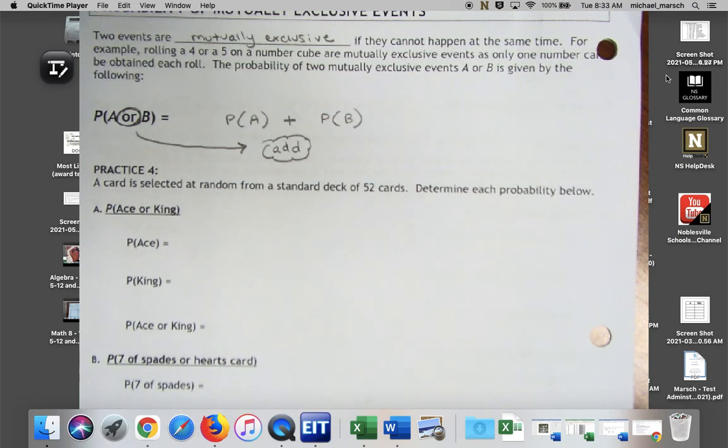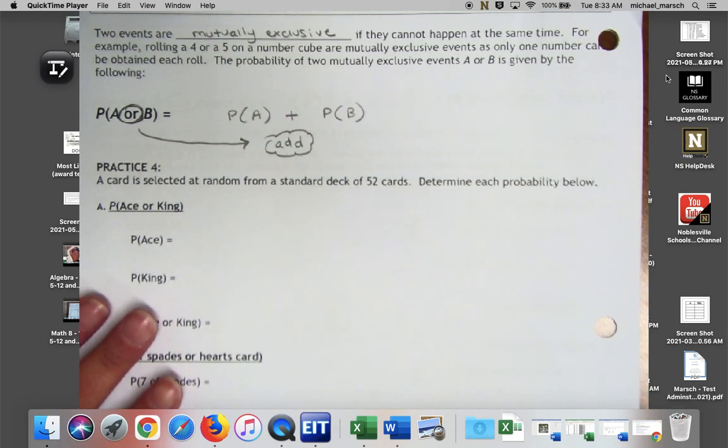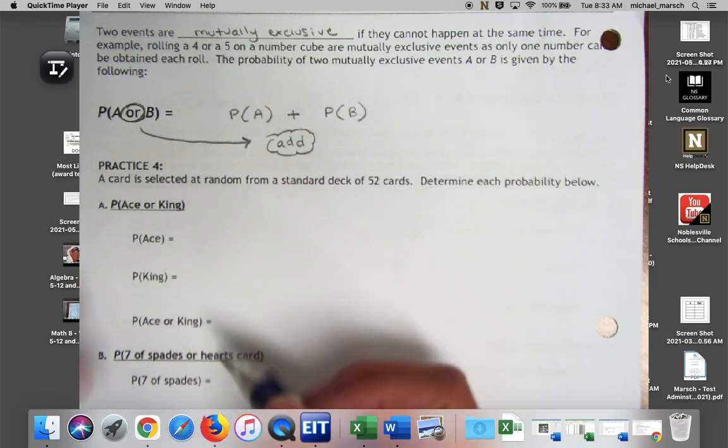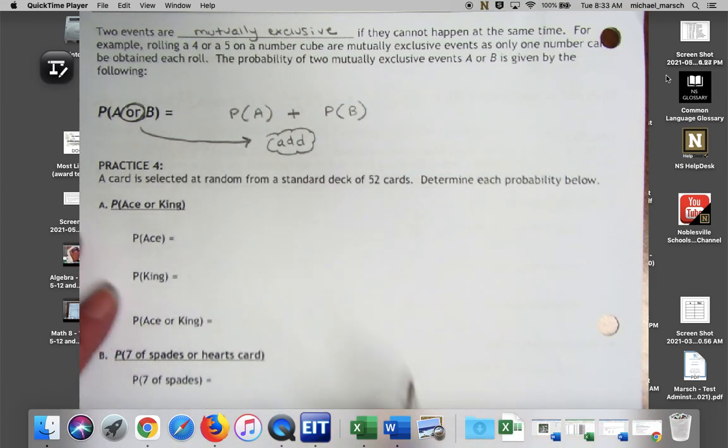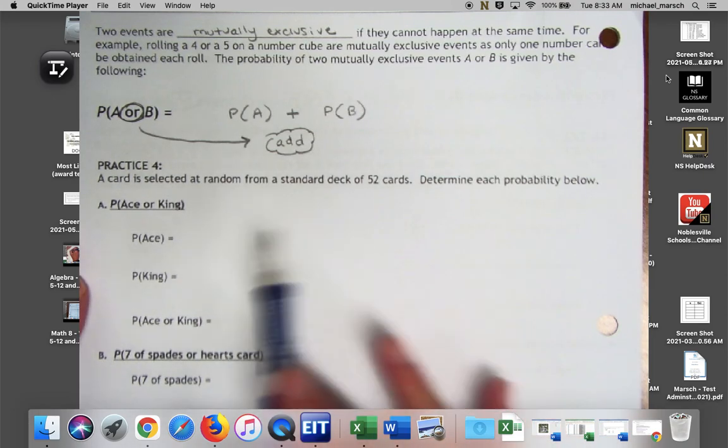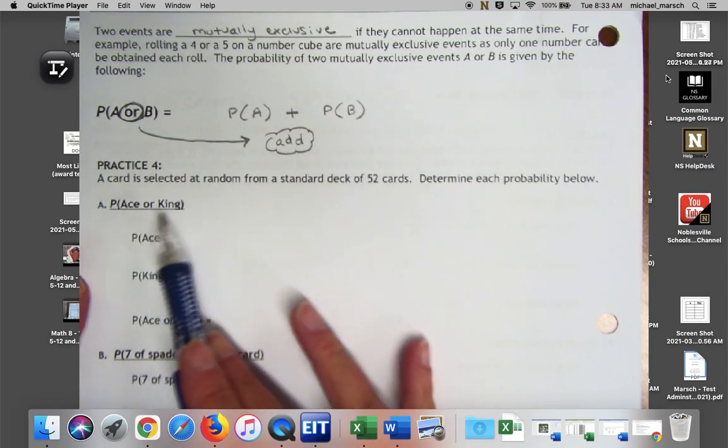And I know it's kind of hard right now, but if you're not 100% sure, you can Google it, look up a picture, you can see all the cards I'm talking about, okay? So for some of us, this will be super relevant, some of us maybe not, but it's still a good way to practice mutually exclusive. So we're going to determine each probability below. The probability of an ace or a king.